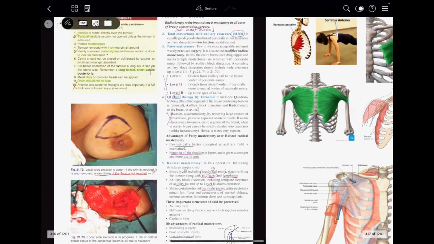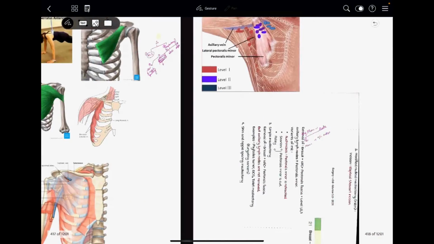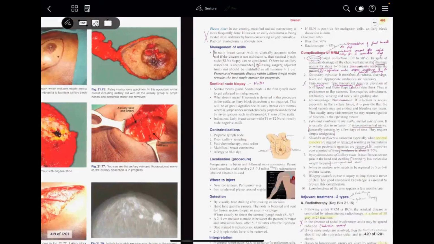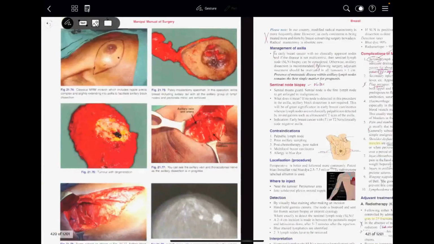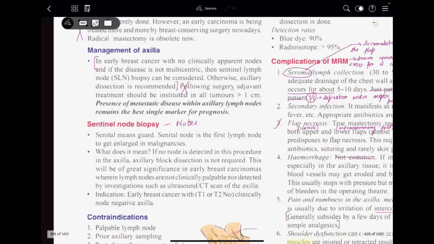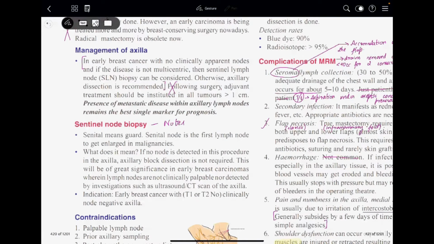Okay, so we are done with the entire surgery part. And okay, we have to manage the axilla now. Now that the breast part is managed, we have to think about the axilla. So what do you do in the axilla? In early breast cancer with no clinically apparent node, and if the disease is not multicentric, SLN can be considered. Otherwise, axillary dissection is recommended.